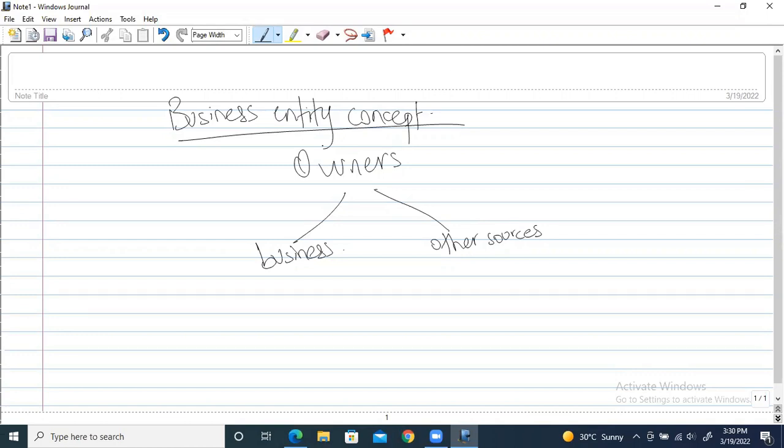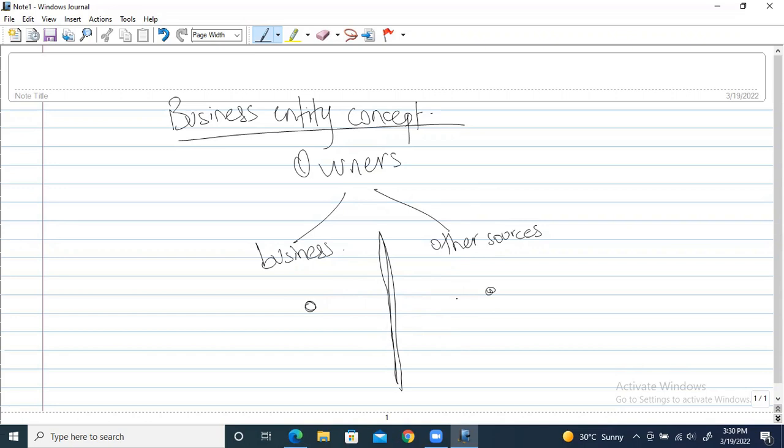So basically, business entity concept means that there is a big wall in between them. We cannot cross this wall, right? This thing cannot go over there, right? And this thing cannot come over here. These cannot cross the wall. These need to be separate in every case. Okay, right? So this is simply the meaning of business entity concept.